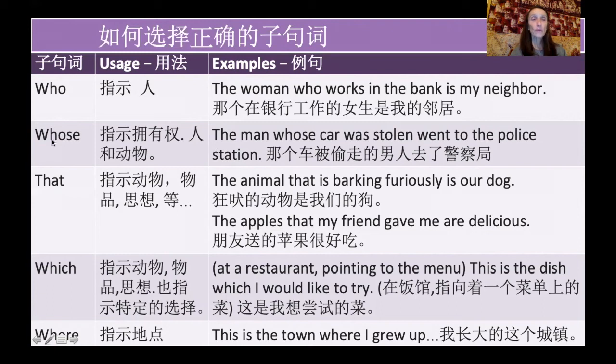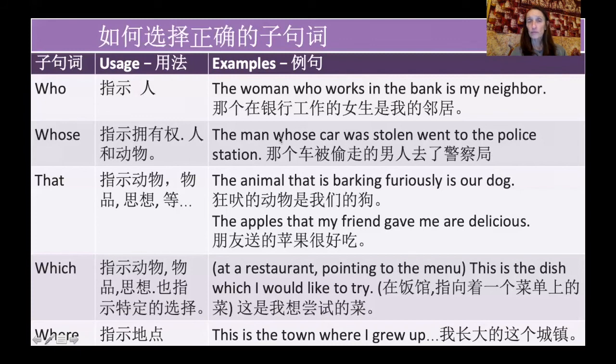Another word that we use for clauses is the word whose. So it refers to a person, but it's a little different. It indicates possession. And it can also be used for animals. Not too often, but yes, you can use it for animals. So here's the example, and this was in lesson 9 slides. The man whose car was stolen went to the police station.